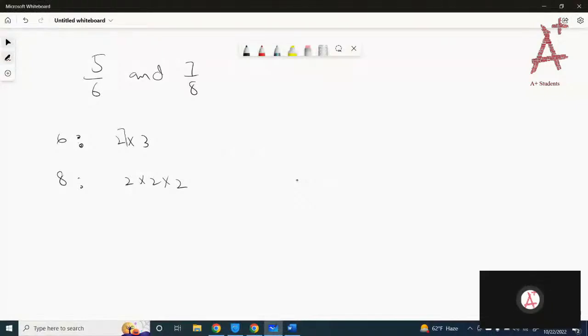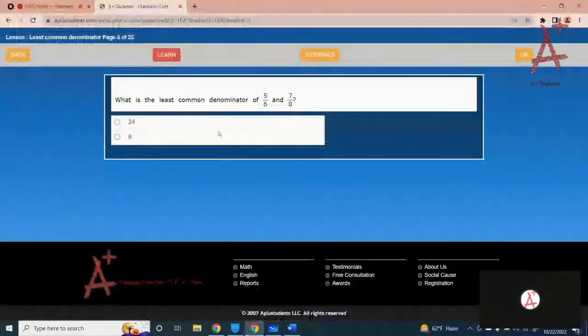So this is the common multiple, and the other multiple is 2 times 2 times 3. Just multiply. 2 times 2 is 4, 4 times 2 is 8, times 3 is 24. That means the least common denominator for 8 and 6 is 24. Got it? So select the correct option, it is 24, and then click on the OK button.